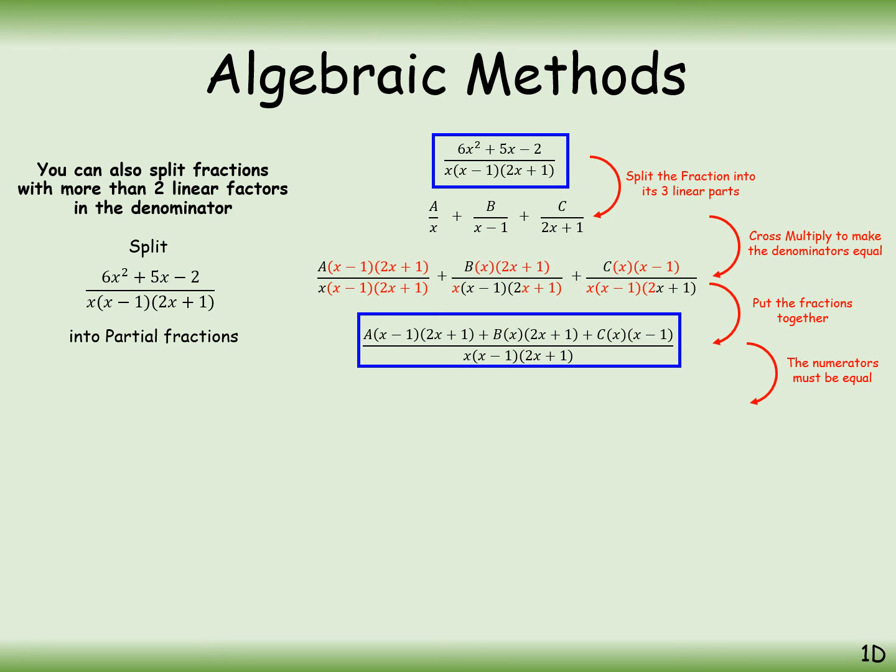So now, because this is equal to that and we have a common denominator, if we times everything by the denominator, that cancels out. So 6x squared plus 5x minus 2 is equal to all of this.